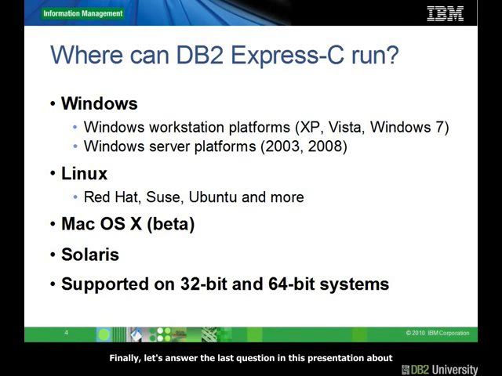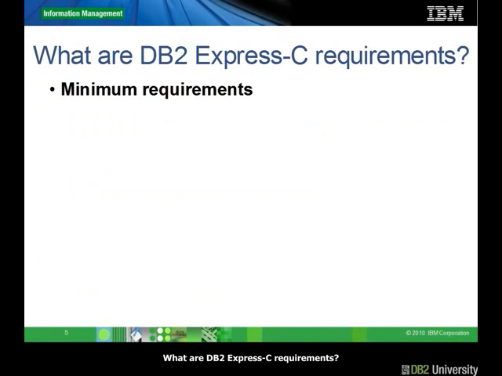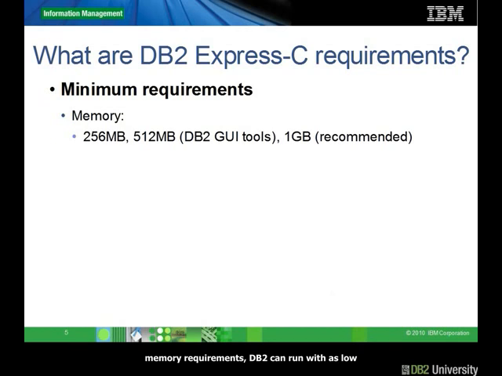Finally, let's answer the last question in this presentation about what are db2express-c requirements. DB2 can be installed in most systems today. In terms of minimum memory requirements, DB2 can run with as low as 256 megs. If using DB2 graphical tools, you need at least 512 megs. The recommendation is to have at least 1 gig of RAM.